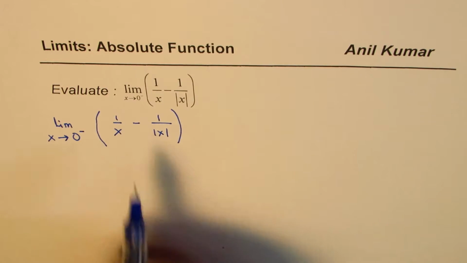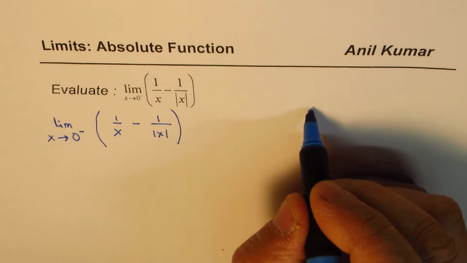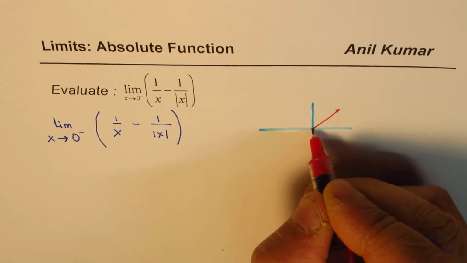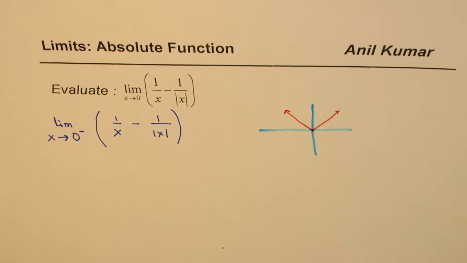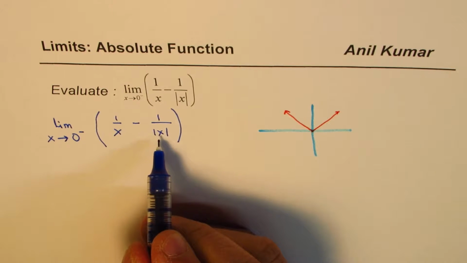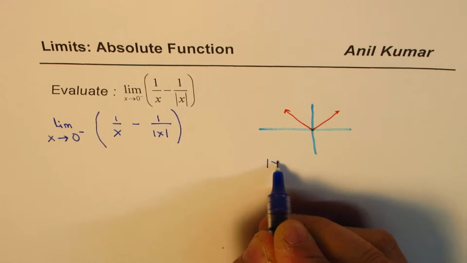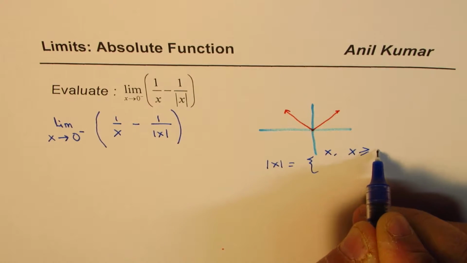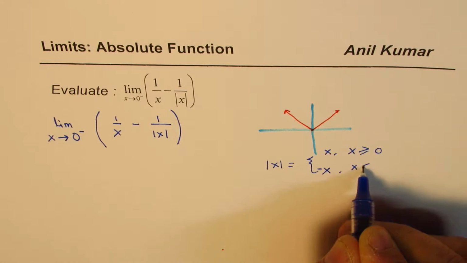This absolute x function, let me sketch this and show you what this function is. We're sketching the absolute x function, which looks kind of like this. It is always positive, right? So you could always write the absolute function as a piecewise function. The absolute function is equal to x if x is greater than or equal to 0, and it is minus x when x is less than 0.